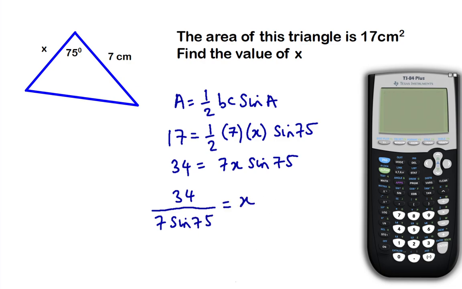So then we just work that out. Now, when you do that, just be a little bit careful. So we have 34 divided by, you need to put a bracket around the bottom, because otherwise it'll divide by 7 and then times the whole of that answer by sine 75, whereas actually you want the sine 75 on the bottom. So it's better to do it like this: 7 sine 75. Okay, so we get 5.03 for x.